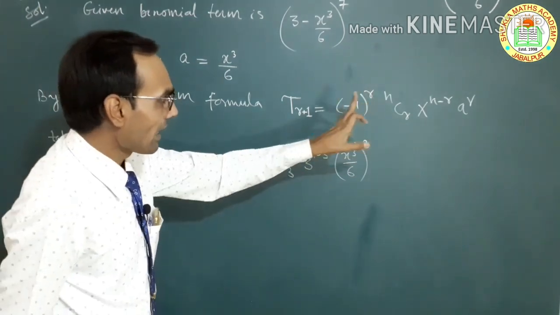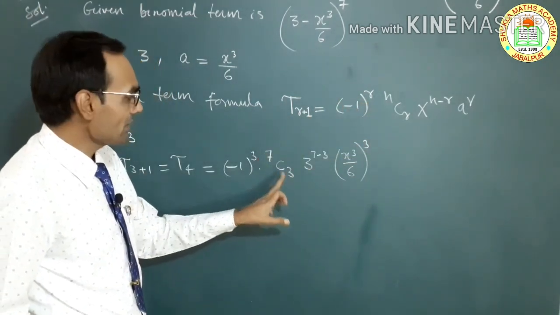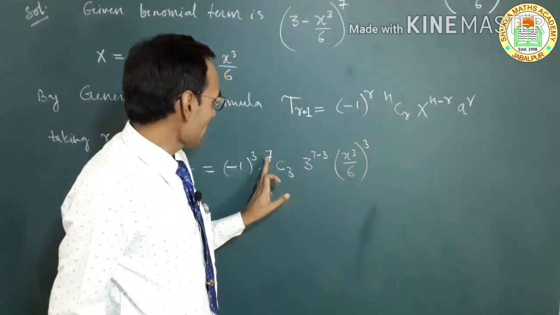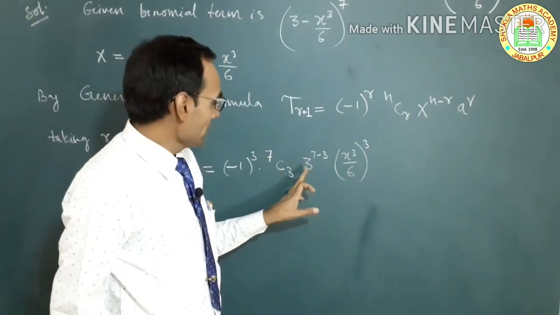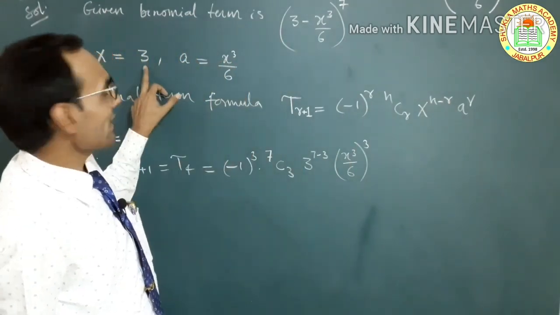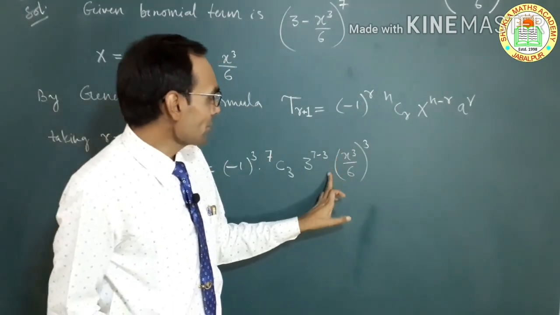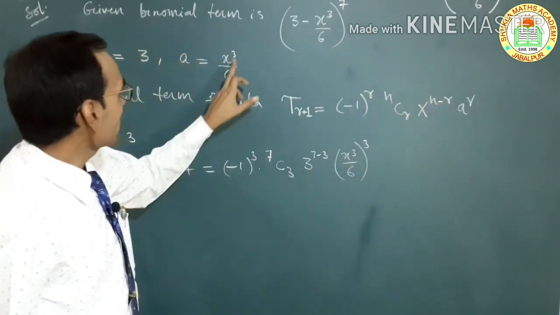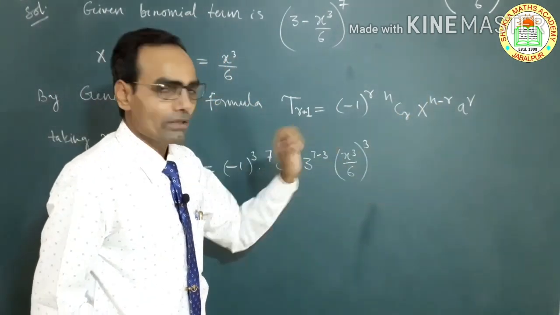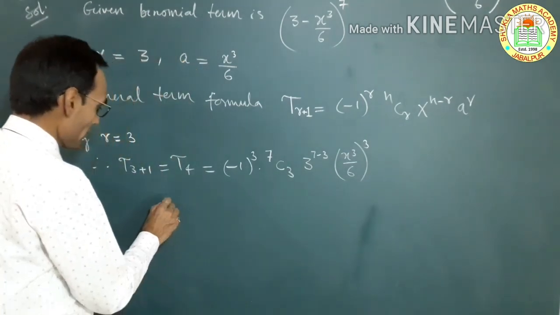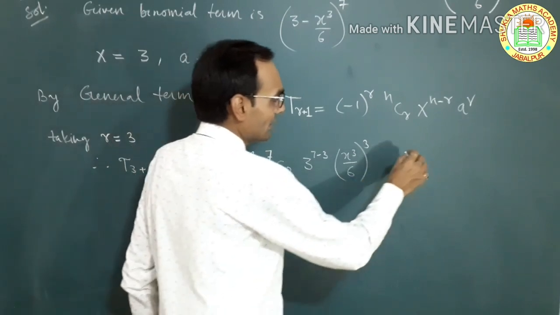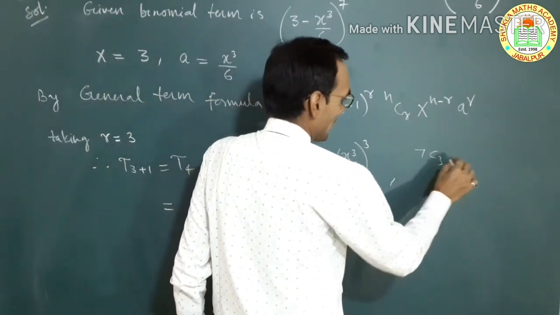The formula is minus 1 raised to r, which is 3, and 7c3 into x raised to n minus r. Our x is 3, and into a raised to r. Our a is x cube by 6 and its power is 3. Okay. Now simplify this. Minus 1 raised to 3 is minus, and 7c3. We will find the 7c3 value separately.